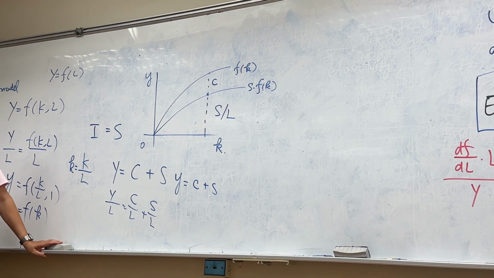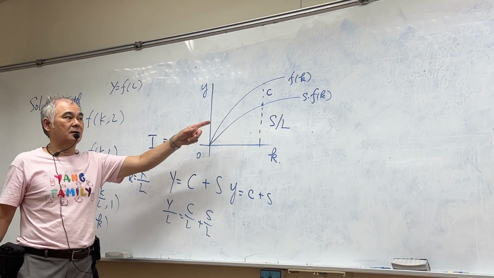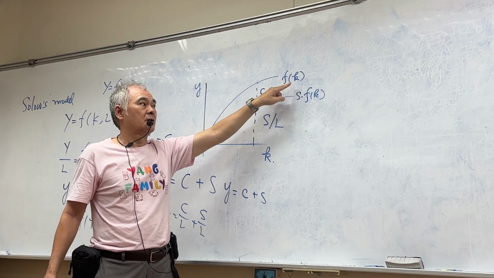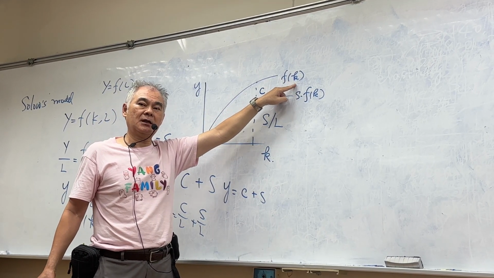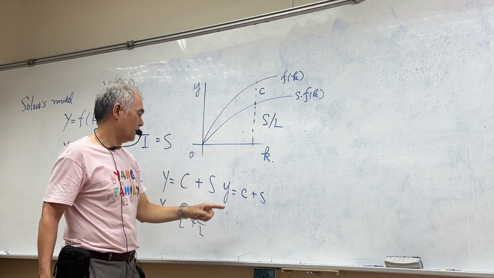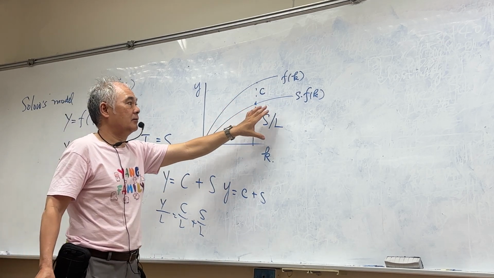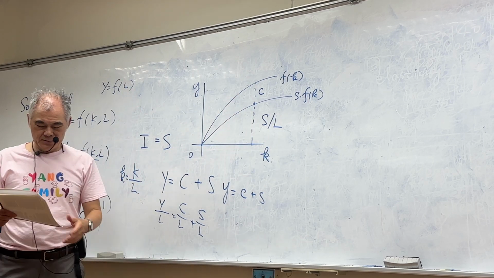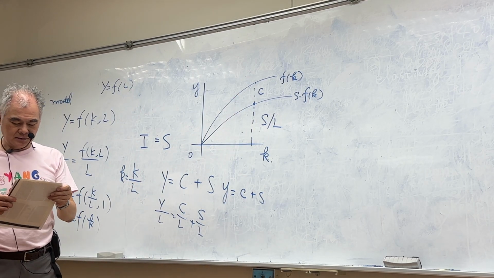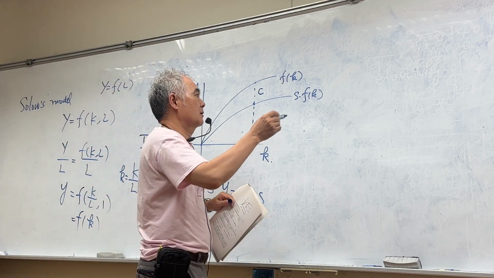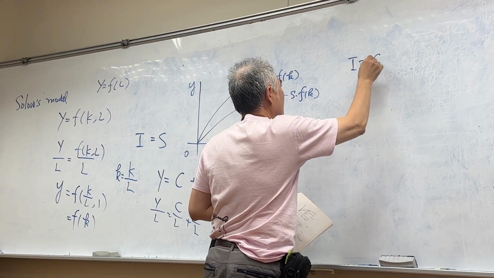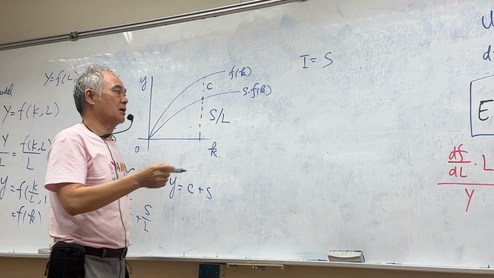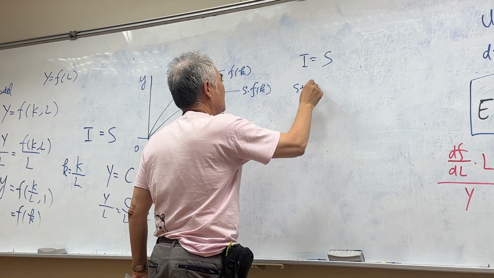And how is the production working? It's like this: you have F(k), given the per person capital level. This is your income. And here are the consumption and saving. So this is the equilibrium: Y equals S is the equilibrium. And we are talking about a new concept called steady state.